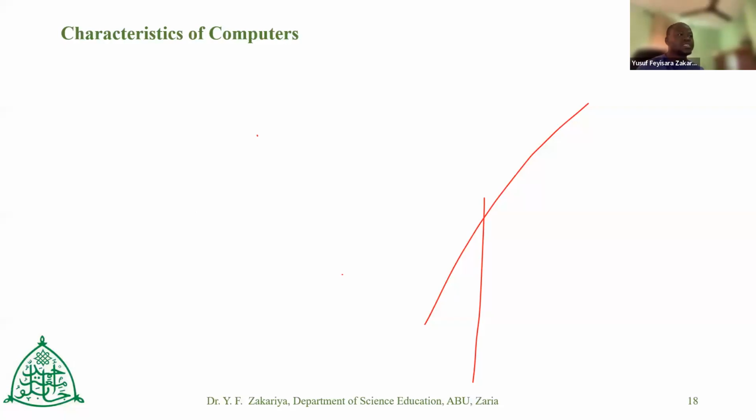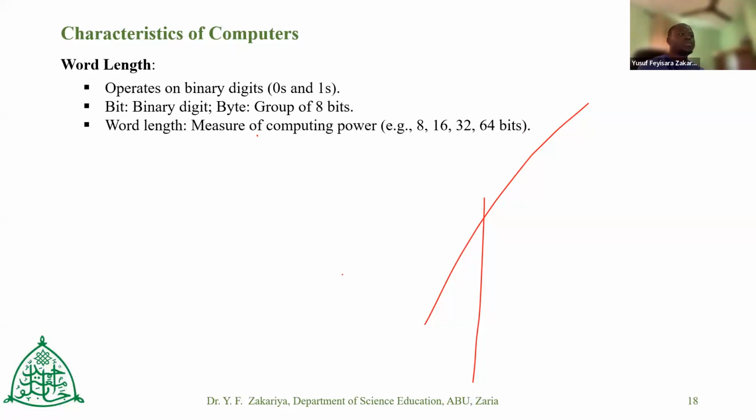So we move straight to characteristics of computers. Remember previously, I mentioned that the characteristics of computers can be grouped into two: responding to instructions, and processing pre-recorded instructions. From these two, we can break into pieces, and then we have a series of characteristics of computers, of which the first is the word length.